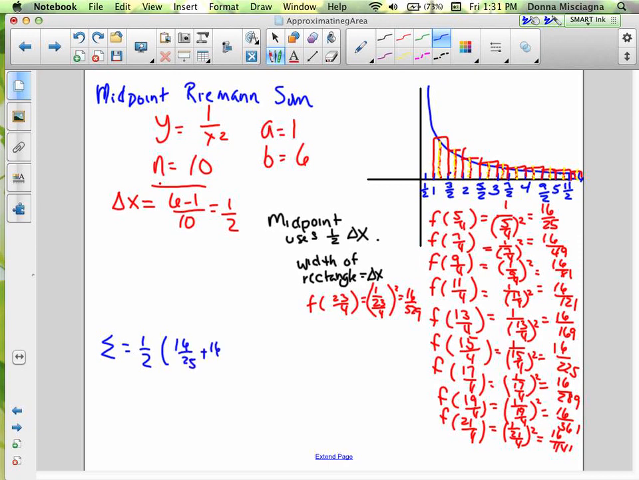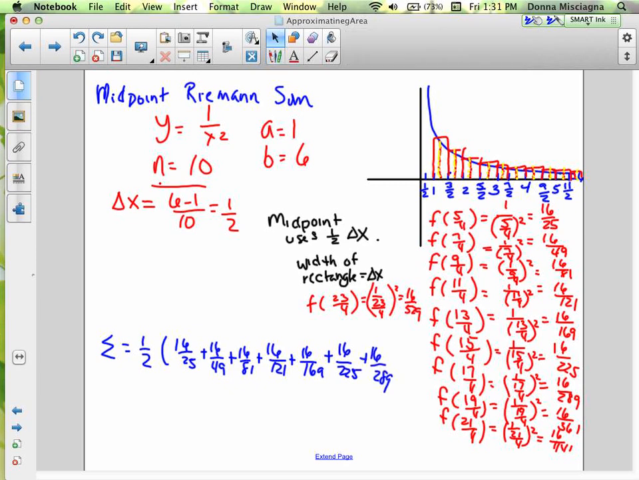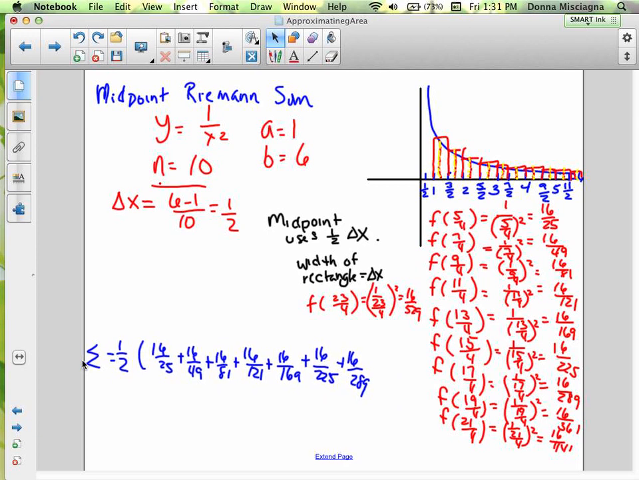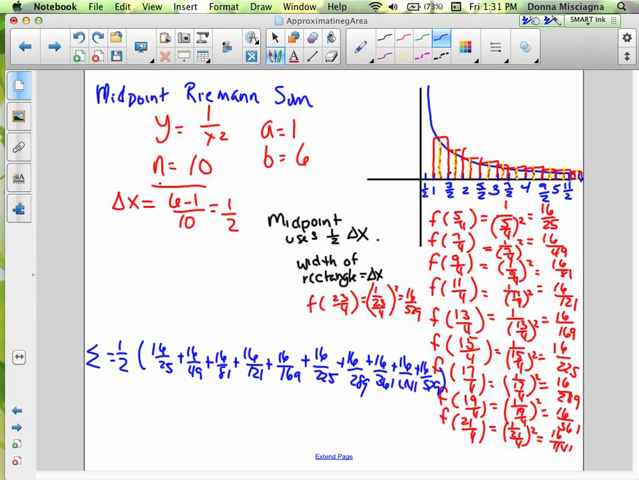16/25 plus 16/49 plus 16/81 plus 16/121 plus 16/169 plus 16/225 plus 16/289. Let's see if we can squeeze it a little bit closer. Everybody move over, otherwise I have to do two lines. Plus 16/361 plus 16/441 plus 16/529. And there we go.